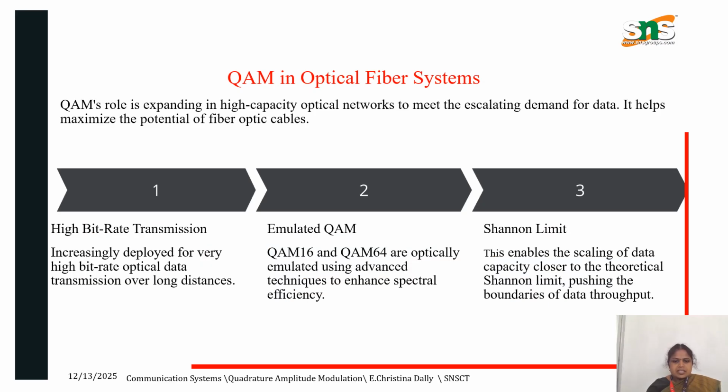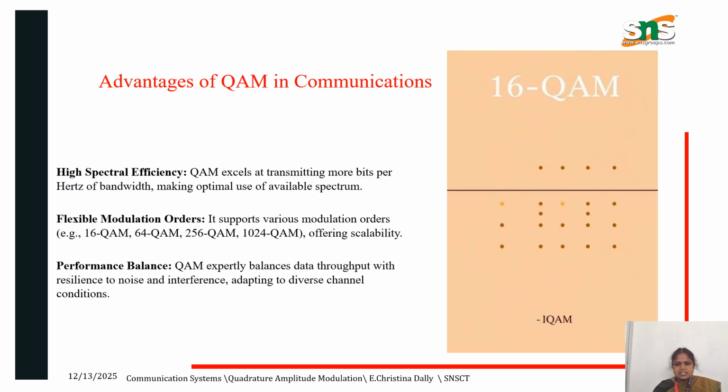We also use this in optical fiber systems, where the first requirement is high bit rate data transmission and modulated QAM, and here we work toward the Shannon limit. Suppose we want to deploy a high bit data rate for long distances, or if we want to enhance the spectral efficiency, we can go for QAM, that is 16 or 64 QAM, and the data throughput can approach the Shannon limit. So these are all the advantages.